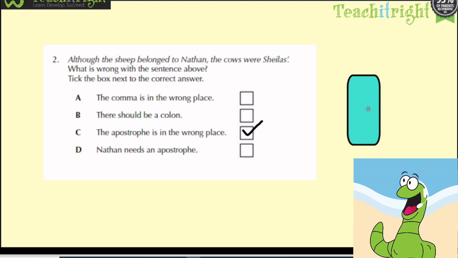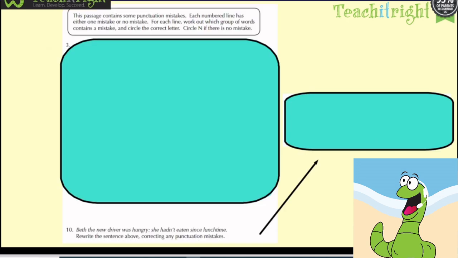And the answer is that the apostrophe is in the wrong place and should be before the S to show that the cows belong to Sheila. Sheila is singular, so the apostrophe should be before the S there.